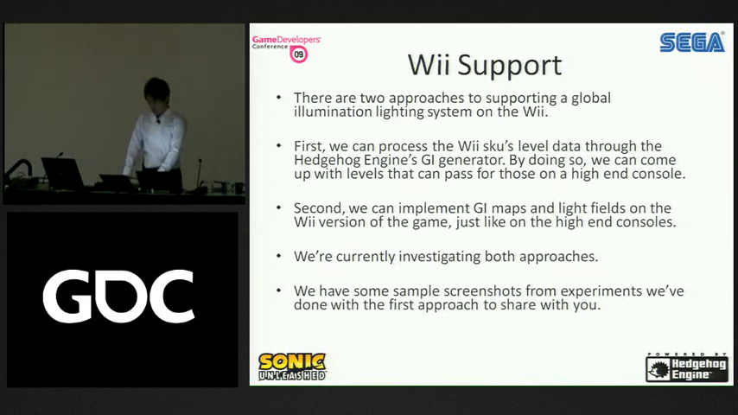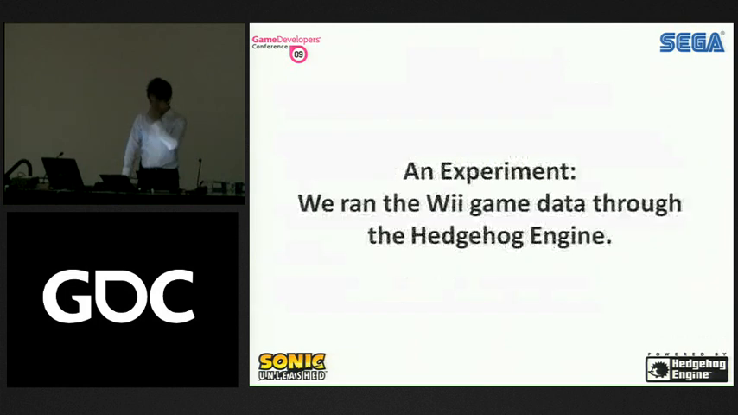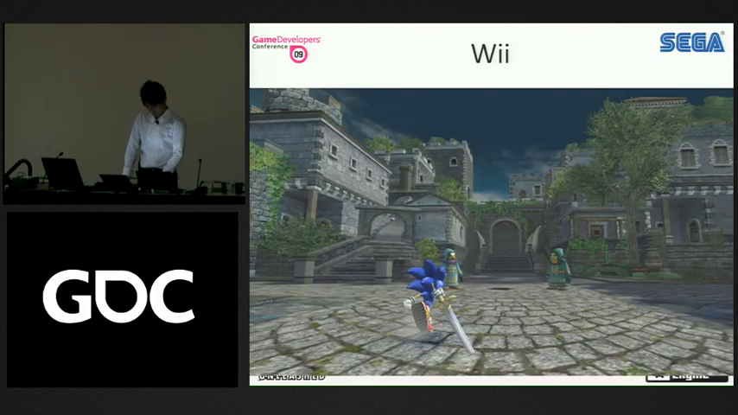Now, there are two issues with GI support on Wii. First, we can process the Wii SKU's level data through the Hedgehog Engine's GI generator. And then second, we can implement GI maps and light fields on the Wii version of the game, just like on the high-end console. We're currently looking into both of these, but let me show you what happens when we take the former approach.